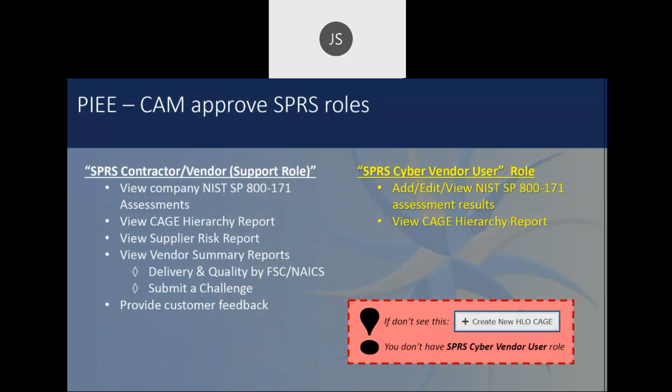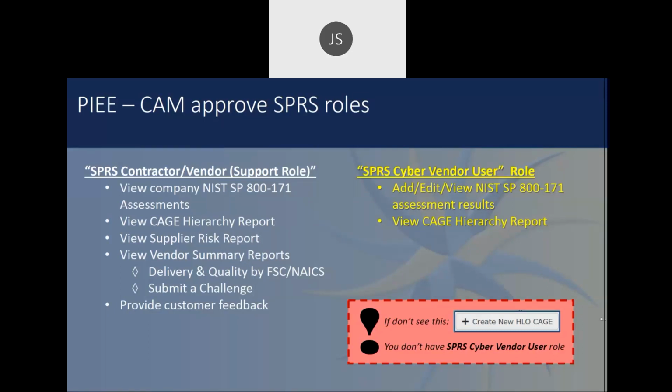So now that your company is in PI, you want people to have SPRS roles to be able to enter their NIST results and maybe even see your scores. There are two SPRS roles in PI that would apply to a vendor. The first one on the left is the contractor vendor support role. This one allows you to view, not edit, but view NIST results. It also allows them to see the cage hierarchy. But this is the one that most people would normally get because they want to monitor their supplier risk score. They want to view their delivery and quality scores.